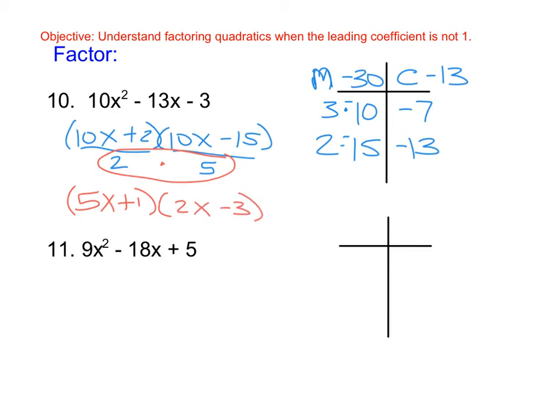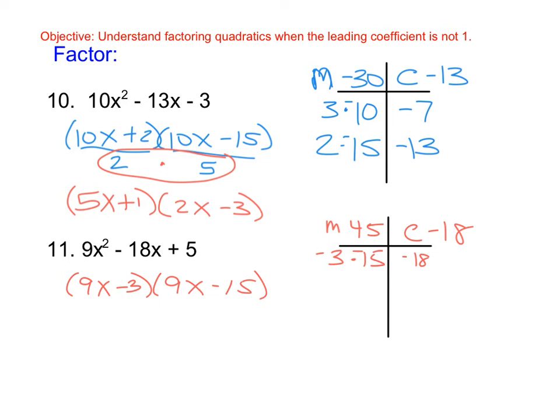All right, number 11. We are multiplying to 45, combining to negative 18. Let's see, 3 and 15. So we got 9x minus 3, 9x minus 15. So another time, we can't divide by 9 in either of these, so we divide by what we can. So we can divide each of these by 3, and that 3 times 3 does give us our 9. So you get 3x minus 1, 3x minus 5.